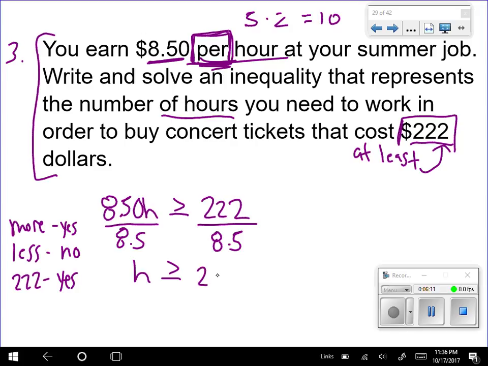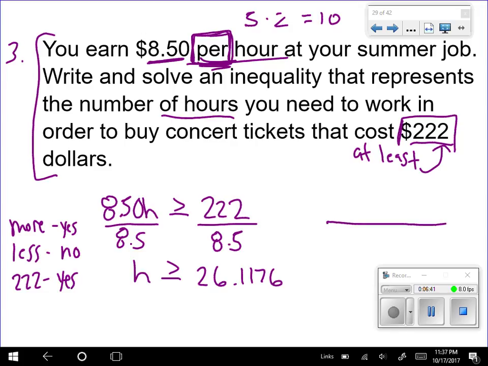It's going to be a big long decimal here, but 26.117, we'll stop here at 6. Okay, it kind of continues on. So to be able to go to the concert, you would have to work a little over 26 hours. So you could work exactly 26.11211676, but you may want to, just in case, be careful and work 27.